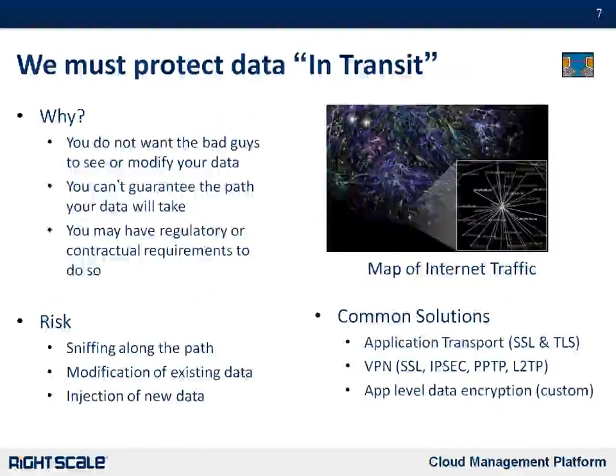So let's start off, again at the high level, with data in transit, right? We must protect data in transit. Why? Well, we don't want the bad guys to see or modify our data. We'd all probably agree with that. One of the things that people don't think about a lot is that, unlike potentially other places in our life, we can't guarantee the path that our packets take across the internet. If you look at that little map of the internet traffic to the right, your packet can originate in one of those end nodes and traverse any of those paths to get to somewhere else. So why do we need to protect it? Because we don't know the path that it's going to take from point A to point B.